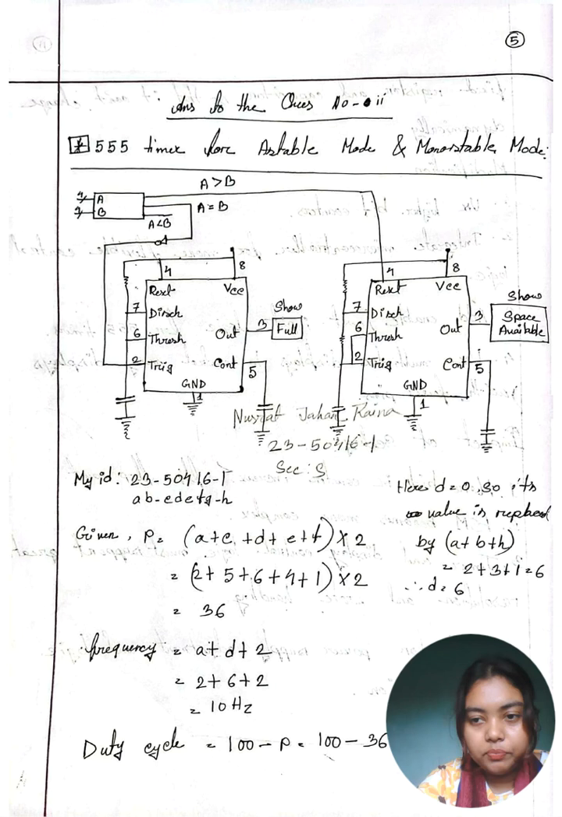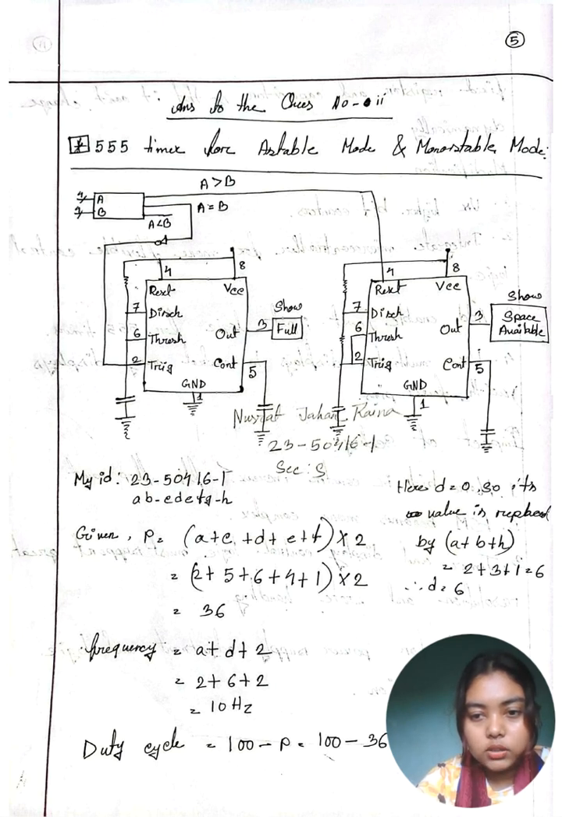Here we can see two 555 timer circuits. One 555 timer is triggered by the A greater than B output from the comparator. This timer is labeled as being configured in astable mode. Its output is connected to a 7-segment display labeled show. The other 555 timer is triggered by the A equal B output from the comparator. This timer is labeled as being configured in monostable mode. Its output controls a 7-segment display labeled full.